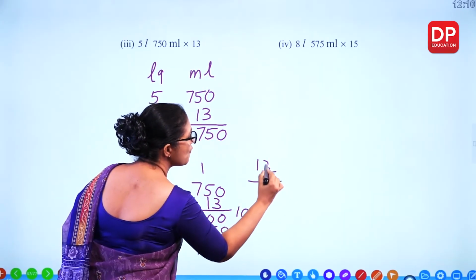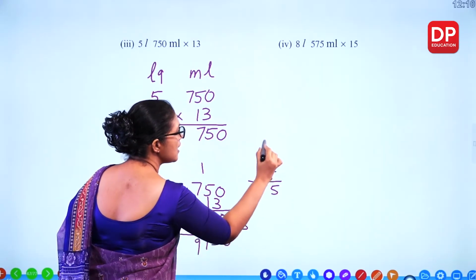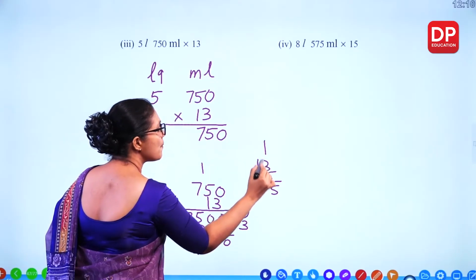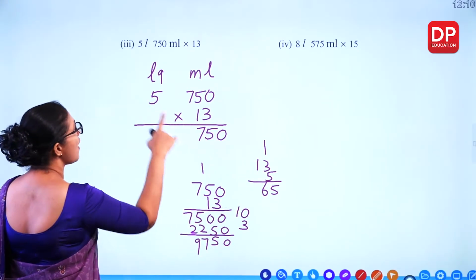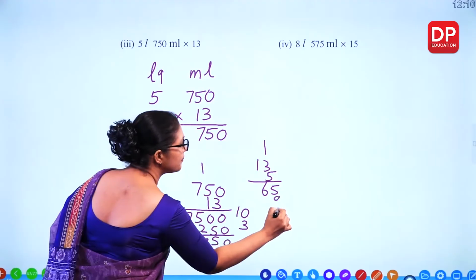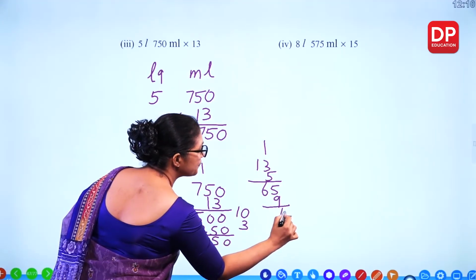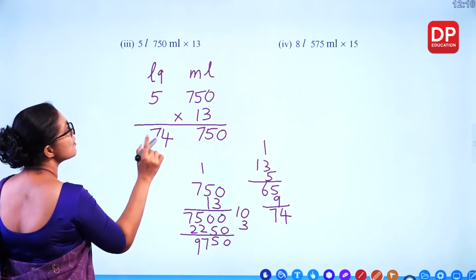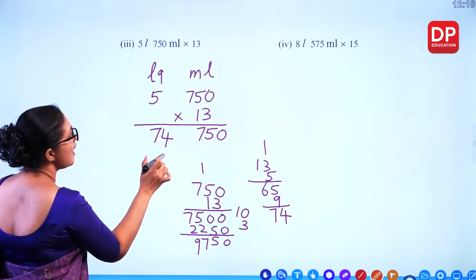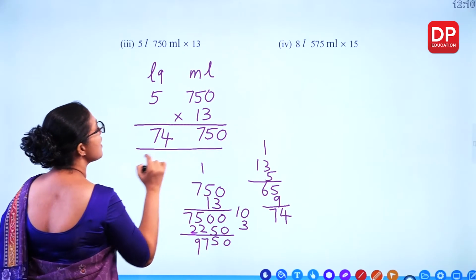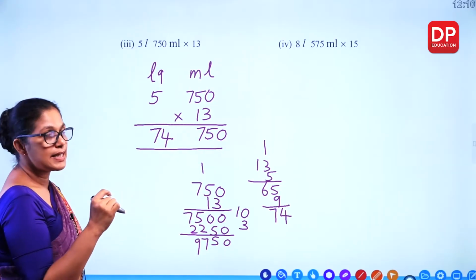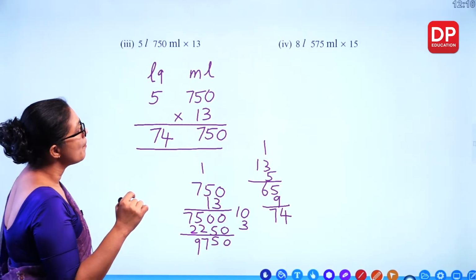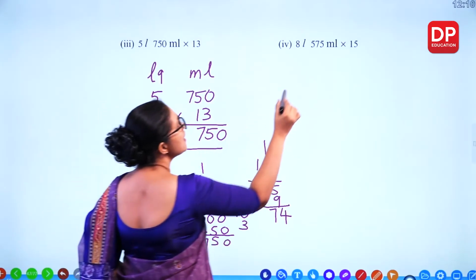What's 13 times 5? 5 times 3, 15. And 5 times 1, 5, plus 1, 6. 65 and this 9. Add it together. So you get 74. So the answer is 74 liters and 750 milliliters. Now multiply this by 15.